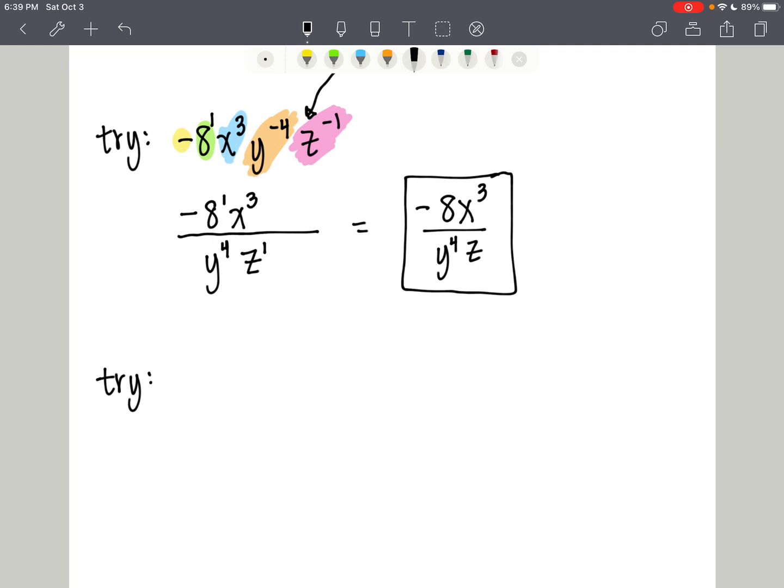Let's try one more, and if you can get this one, you really know that you've got it and that you're ready to get some practice with the homework. Okay, -4 x to the -2 y to the -3 all over z to the -5. Make sure you press pause. If you're joining me back again, welcome back. If you haven't left yet, make sure you press pause and try this one on your own.